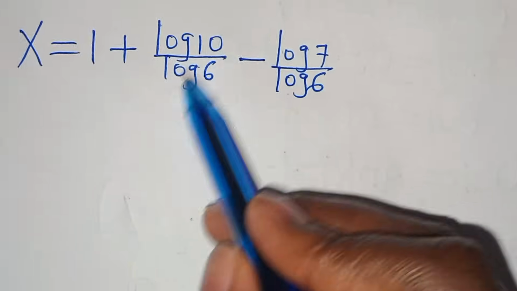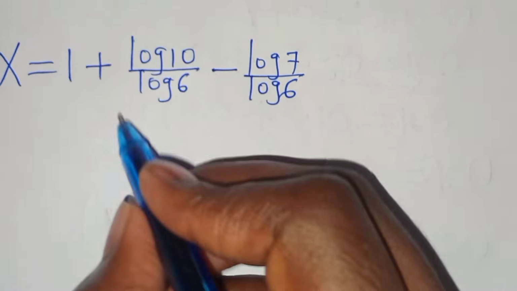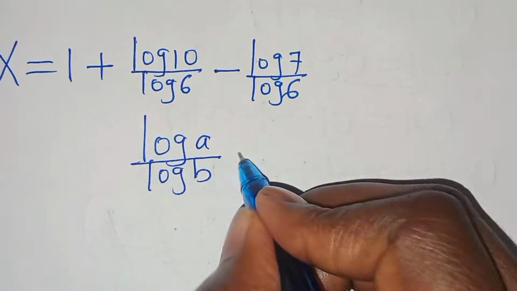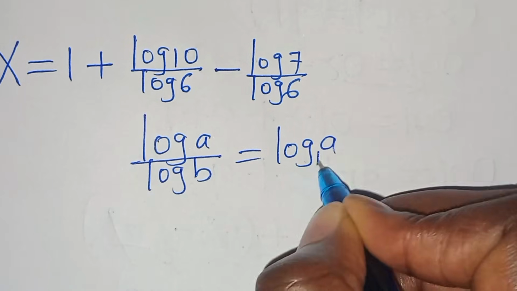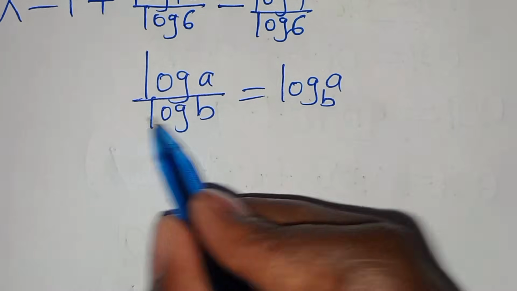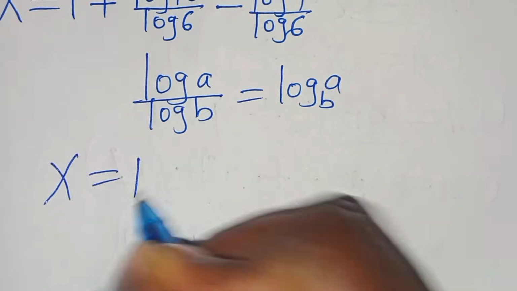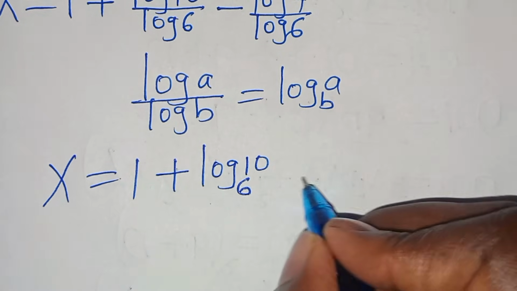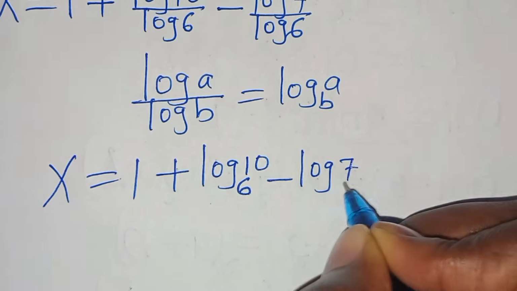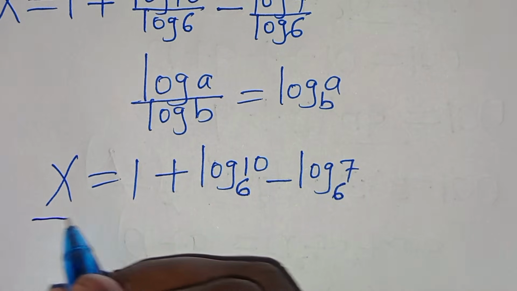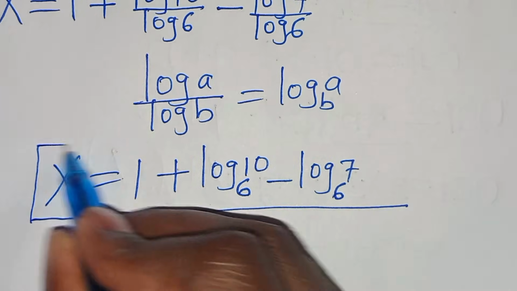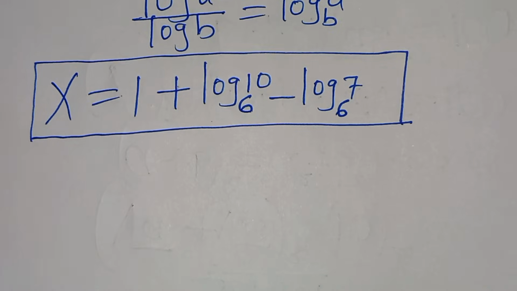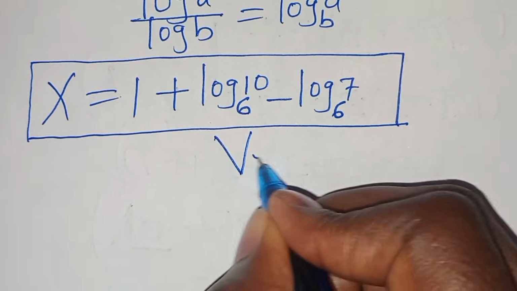Now we have that log 10 over log 6 and log 7 over log 6. This is in the form of log A over log B, which we can express as log A to base B. Applying this logarithm property, then we have x is equal to 1 plus this is log 10 to base 6, subtract log 7 to base 6. So this is the value of x. The next step is to verify that this value of x satisfies the equation. So let's verify from here.